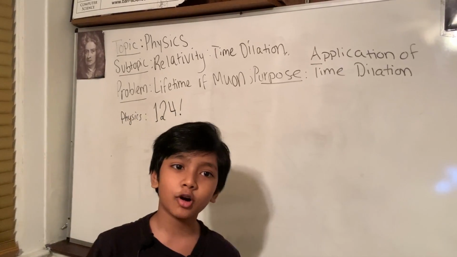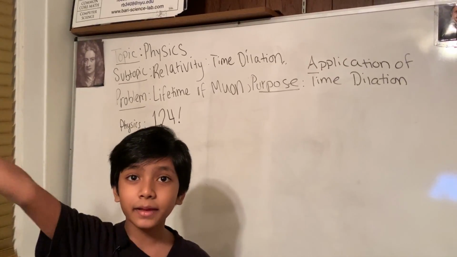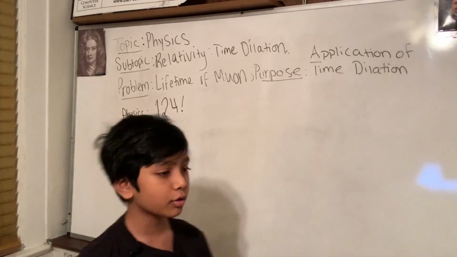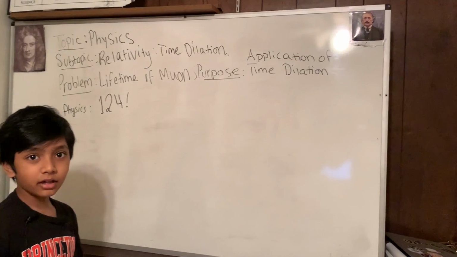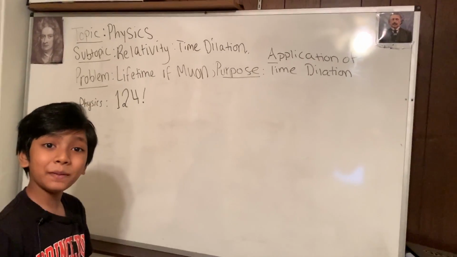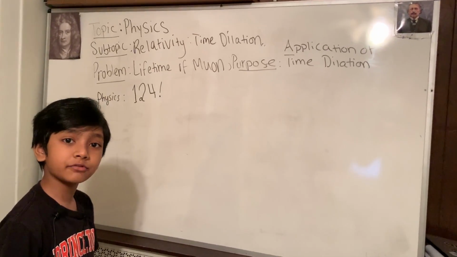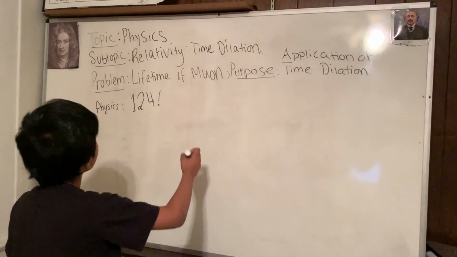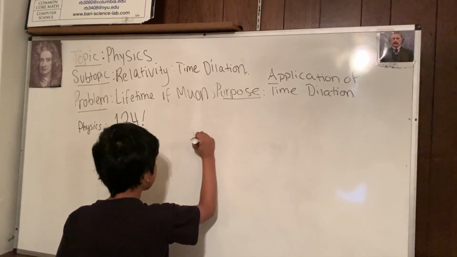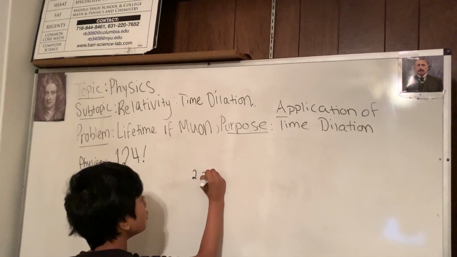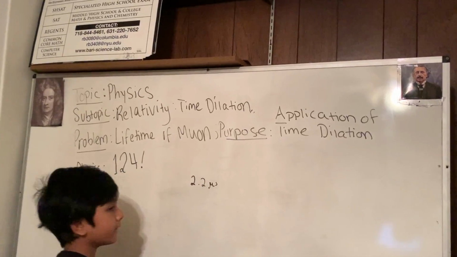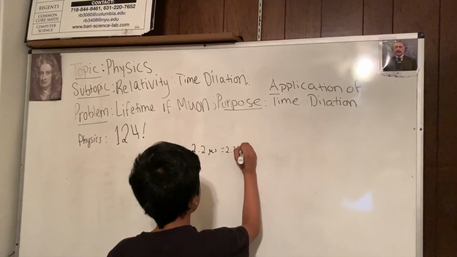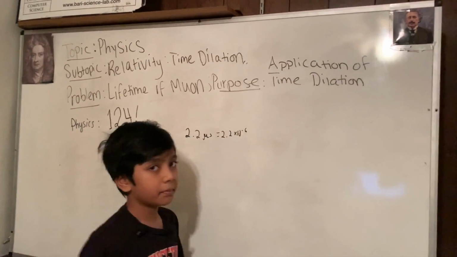So, what are muons, first of all? They're like little tiny particles that are emitted from the sun. I believe they're forms of radiation. Now, they go very, very fast, at speeds that could be comparable to the speed of light. And they have some very short lifetimes. That's 2.2 nanoseconds. For context, that's equal to 2.2 times 10 to the negative 6th power.